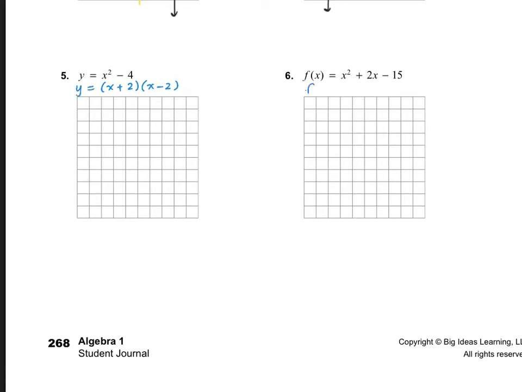And on number 6, I'm going to do the same thing. We're going to factor it out and then graph it. So I'm going to go ahead and let you try numbers 5 and 6 on your own. Pause the video and then check back and see how you did.